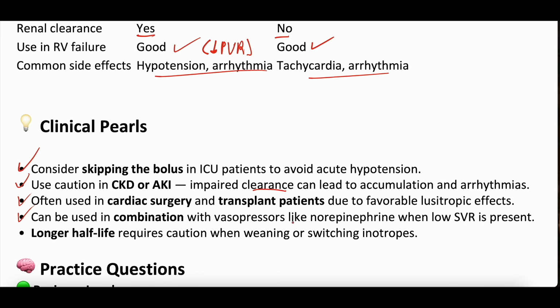Can be used in combination with vasopressors, especially when there's hypotension that comes from it. So consider starting norepinephrine if there's hypotension while you're starting your Milrinone. And it's got a longer half-life, so be cautious when weaning or switching inotropes because it's going to stick around a little bit longer than something like Dobutamine.